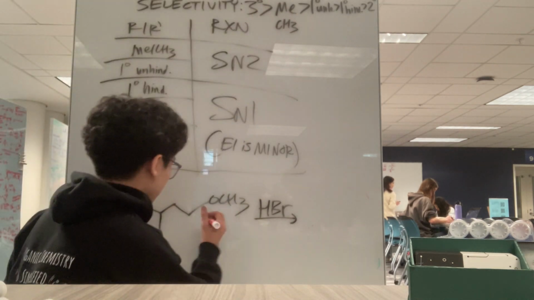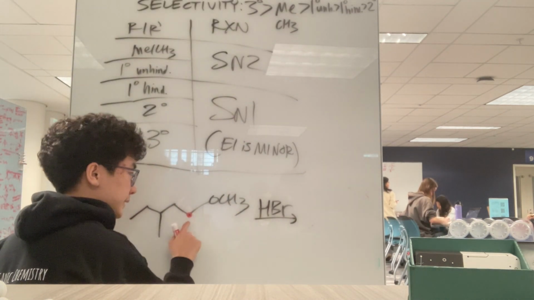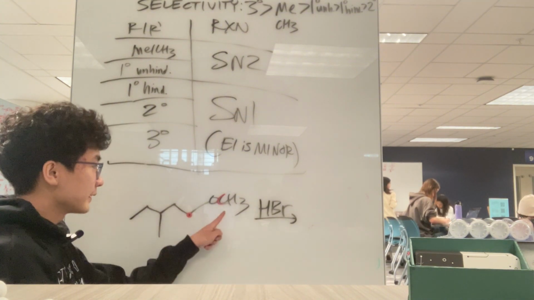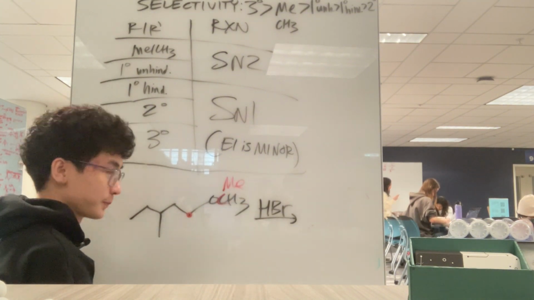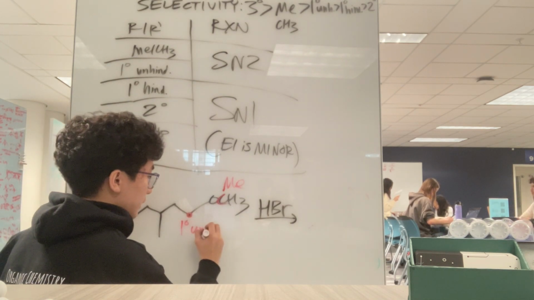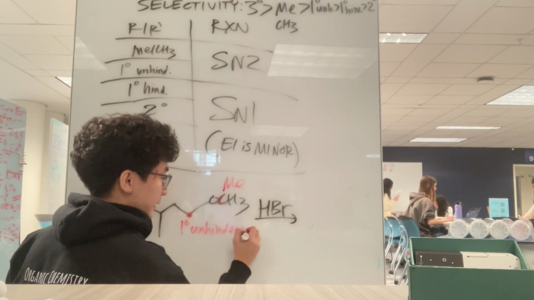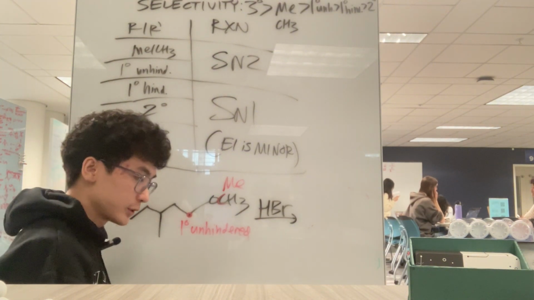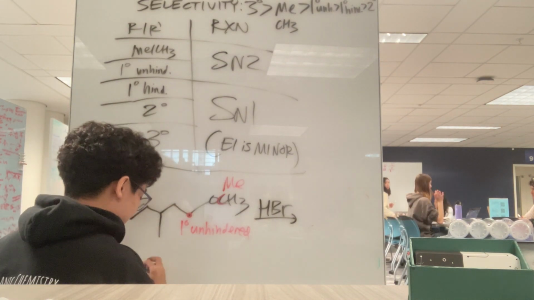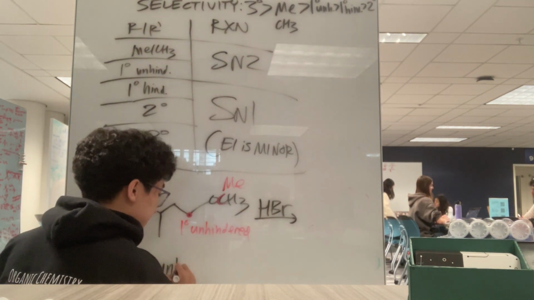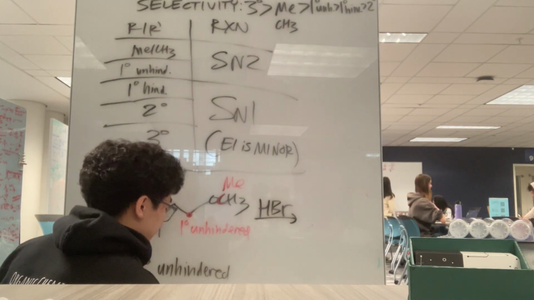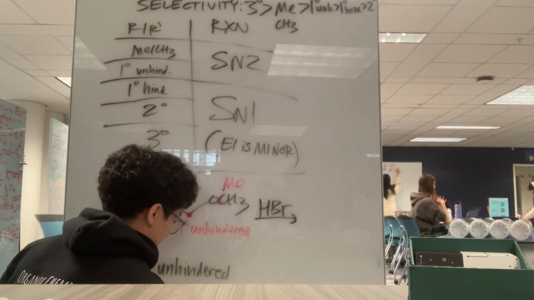My two R groups are going to be this carbon here, directly attached to this oxygen, and that carbon right there, directly attached to that oxygen. This is a methyl group. This is a primary unhindered carbon. Do you guys know the difference between primary hindered and primary unhindered carbon? Okay, let's go over that. When something is attached to the next carbon, it's hindered. Primary unhindered is like, let's say we have an X group that we're interested in.